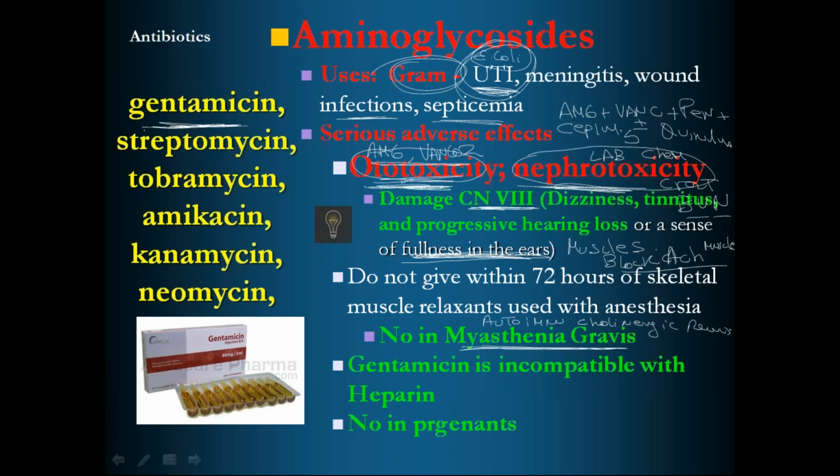Right? If you give aminoglycosides in myasthenia gravis, it is going to make it worse. So just remember, we have ototoxicity, nephrotoxicity, and muscular dysfunction. Okay. Another thing we need to remember: gentamicin is incompatible with heparin in the same syringe.